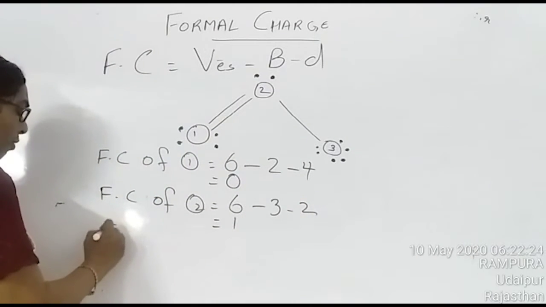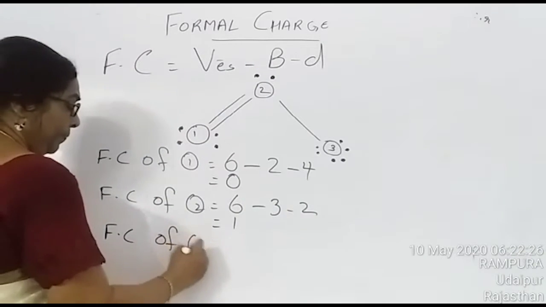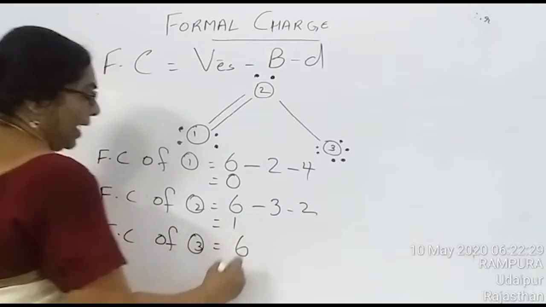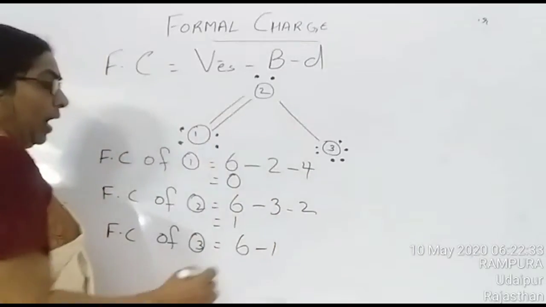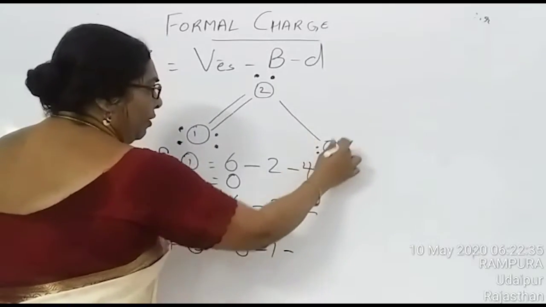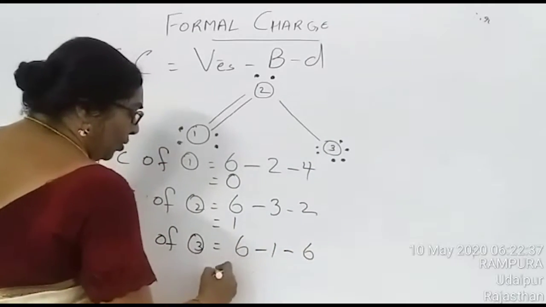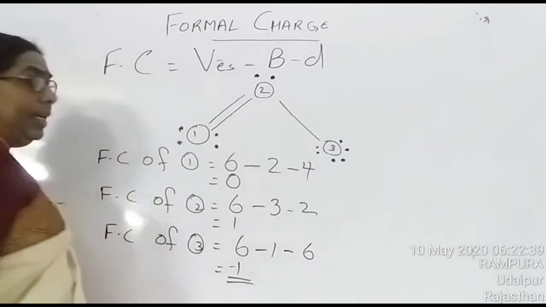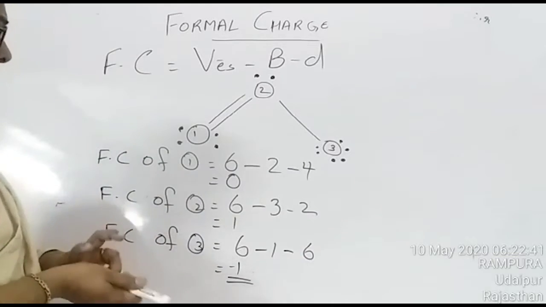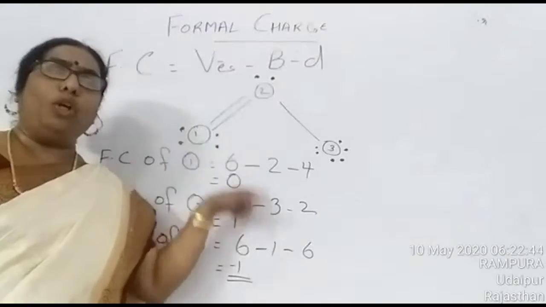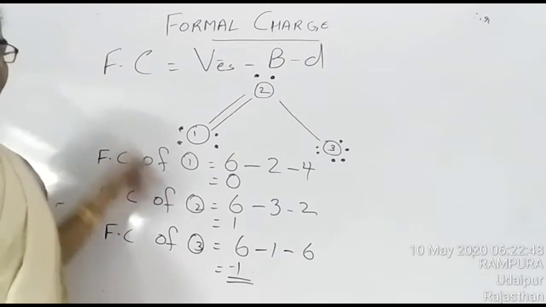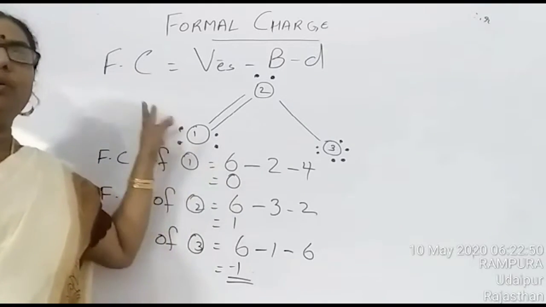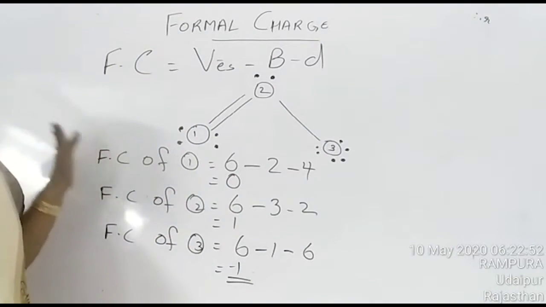And let us see the formal charge of the third oxygen. Again the number of valence electrons is 6, minus the number of bonds, which is 1, and the number of lone electrons is 6. So you got the formal charge as minus 1. Is it clear, children? You have seen that in both ways we are getting the same formal charge. So whichever formula is easier for you, you can apply that particular formula.